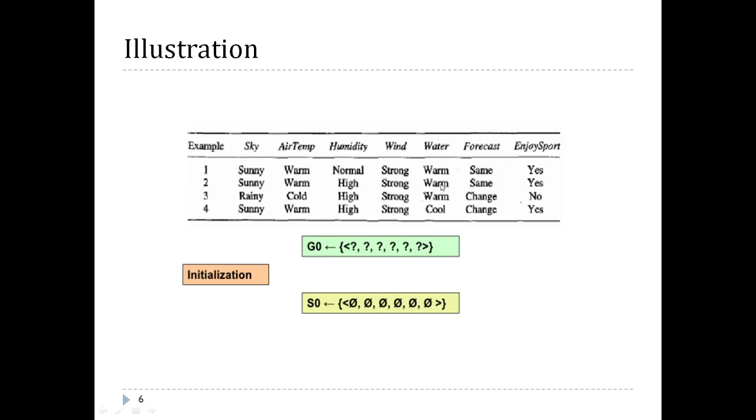We'll take one example and see how to solve this problem by using the candidate elimination algorithm. So this is the data set we are taking. Here we have 7 columns.